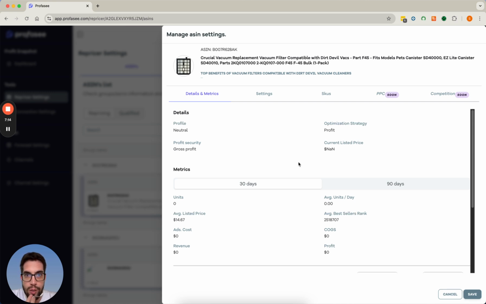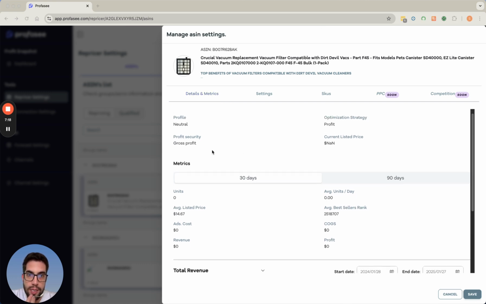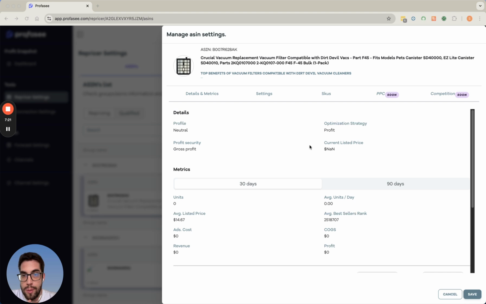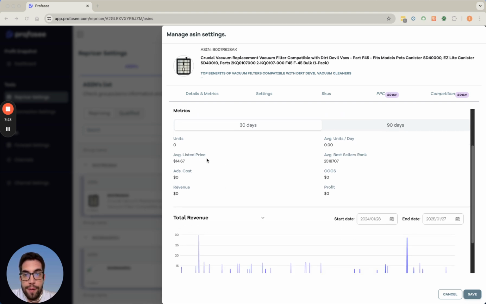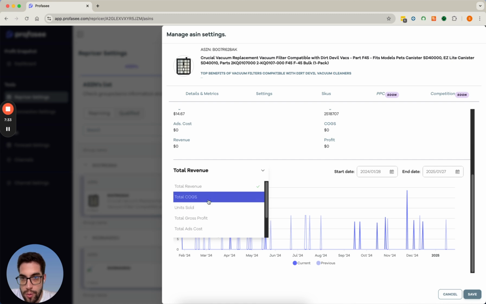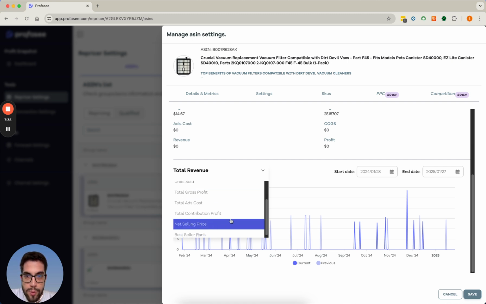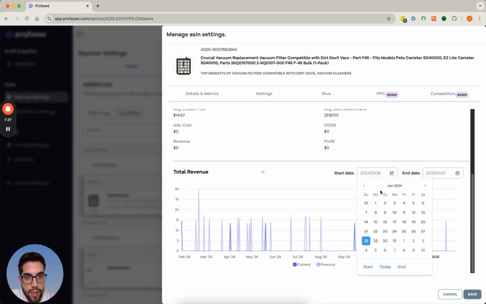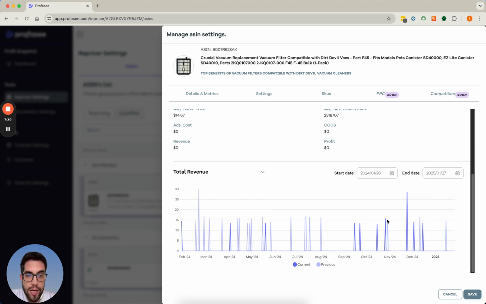Now, something else that we have included is in the details and metrics, or the ASIN settings as we call it. Previously, you obviously get to see all the details about your specific ASINs, the metrics, 30, 90 days, and we also included a graph where you can see up to a year's worth of data of the different metrics that we offer here: revenue, total costs, units sold, gross profit, contribution profit, and you can change the date ranges over here.